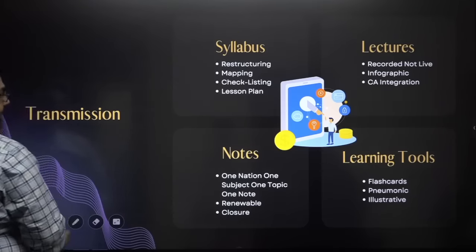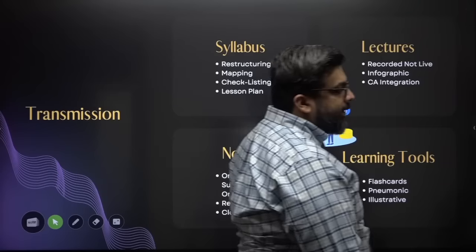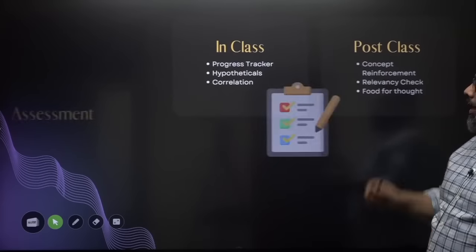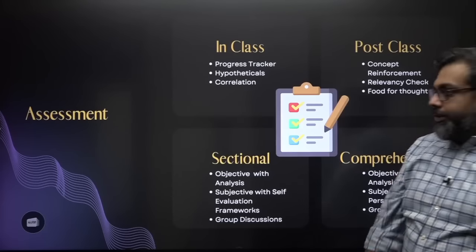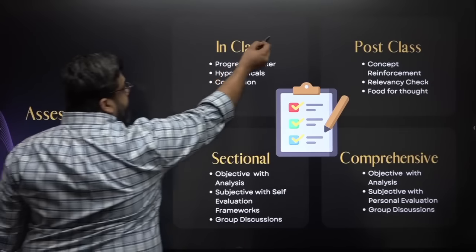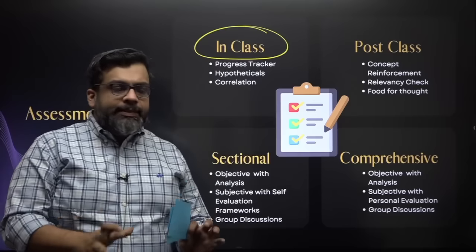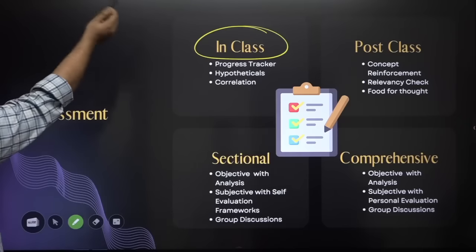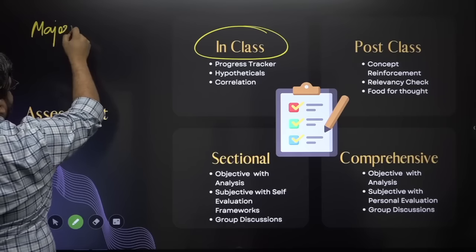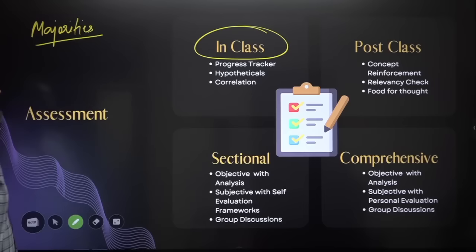Now that we understand this, we move to the next issue, which is the assessment problem. Now, as far as assessments are concerned, there are essentially four major issues, and let's begin with each. First, in class. I'll explain this with an example so it's easy for you. For example, let us say we are discussing majorities. I'll take the same example and I'll explain all four through this.